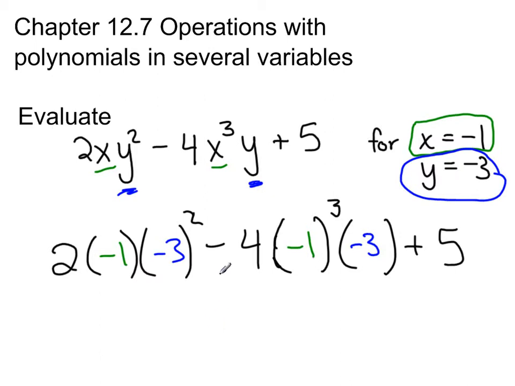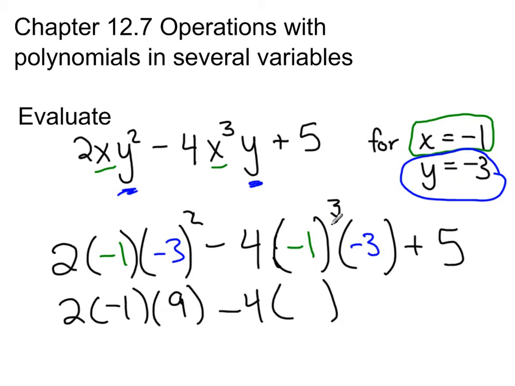So the next step is exponents. We have -3 squared, which is +9, because a negative times a negative is a positive. We have -1 cubed, which is -1, because we have an odd exponent. So an odd exponent for a negative stays negative, and 1 times 1 times 1 is still 1. Still have that -3 there, and then plus 5 at the end.